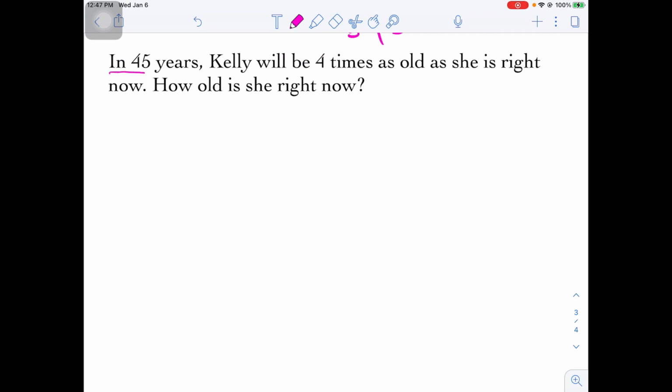In 45 years, something's going to happen. Kelly will be 4 times as old as she is right now. So we're just talking about Kelly. How old is she right now? Well, we're talking about right now. That's what we don't know. So we're going to call Kelly right now X, Kelly's age right now.